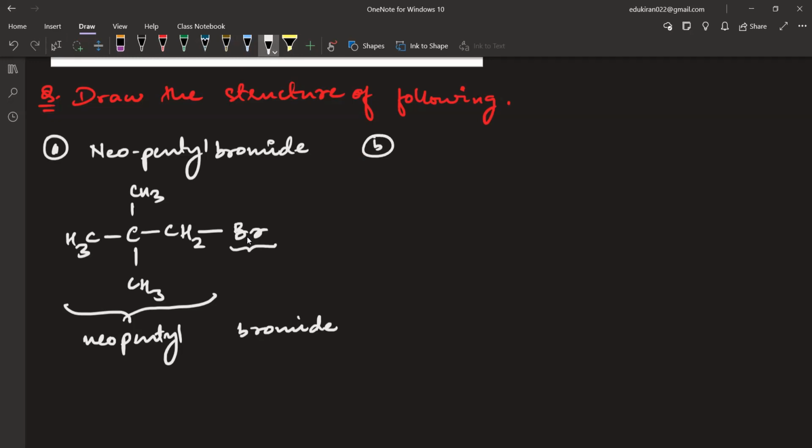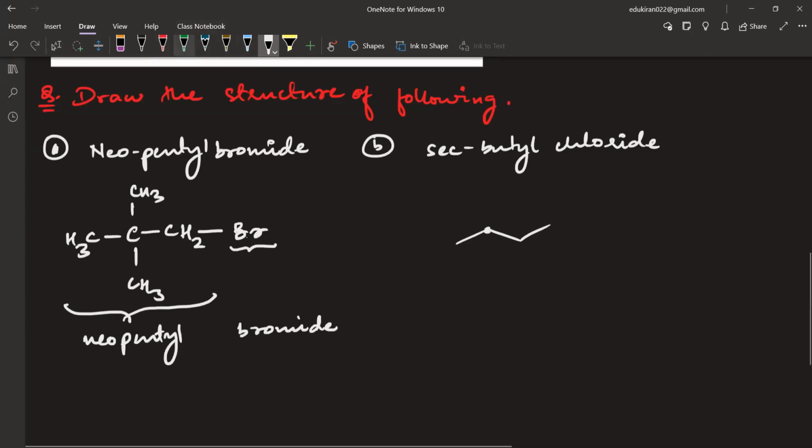Right, second, secondary butyl or sec-butyl chloride. Now, secondary butyl, we all know what secondary butyl is. Secondary butyl will have a structure like this, right? 1, 2, 3, 4. And what will be the point of attachment? The point of attachment will be this carbon atom, the secondary carbon. Now, what should be attached here? Chloride will be attached here, so we'll write just a bond and chlorine.